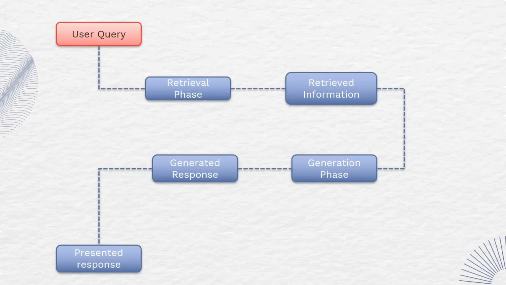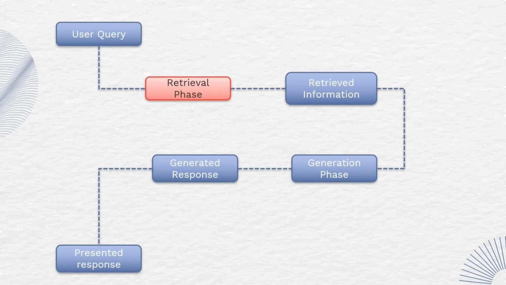We will try to understand the process by means of this flow chart. So here we can see that the first step is the user query. The process begins with the user inputting a query or a question into the system. When the system receives the query, we come to the next step, which is the retrieval phase. Here, RAG retrieves relevant information from various knowledge sources based on the user query.